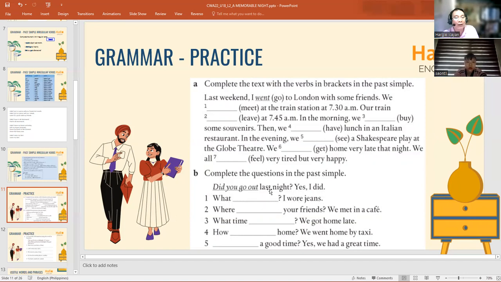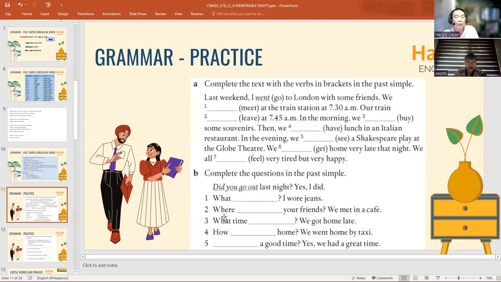Okay, what did you wear last night? Yes, I wore jeans. Okay, so in answering that one, you need to use the past tense of the verb, which is wore, because it's the answer now. Okay, next.